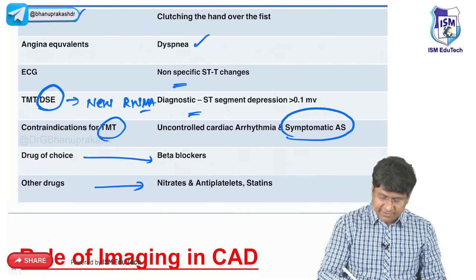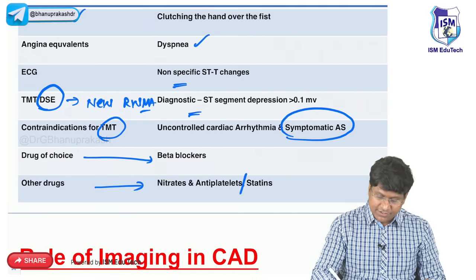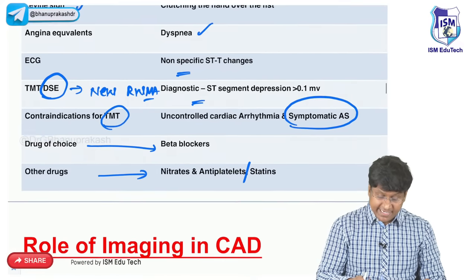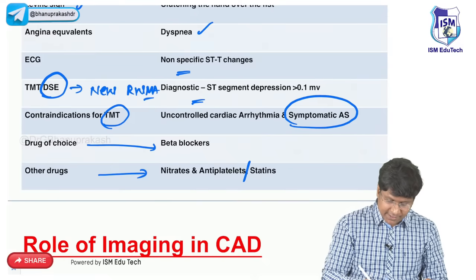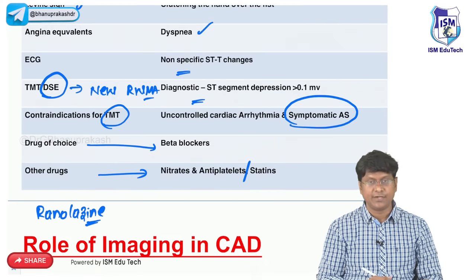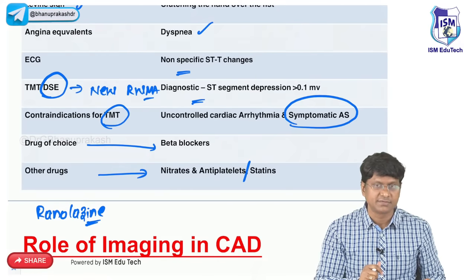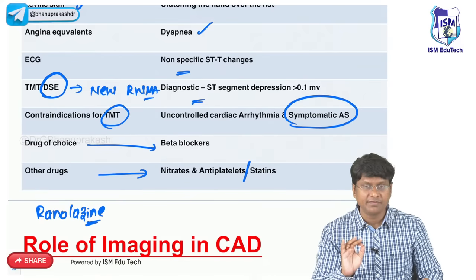And what are the other drugs that we give? For pain we give nitrates, then the other drugs are the antiplatelets or the statins can be given. And in case of chronic angina, the drug which has been used is ranolazine, right? The drug that has been used is ranolazine, okay? So this is about your chronic stable angina, which is also called reversible angina or reversible ischemia.